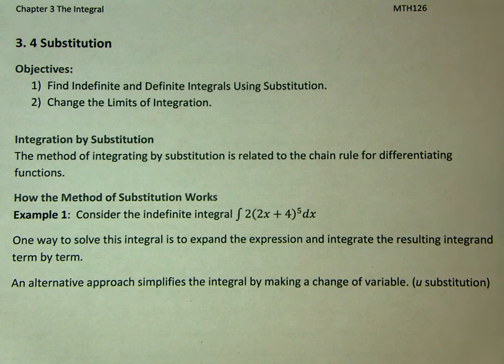Section 3.4, Substitution. Our objectives are: 1. Find indefinite and definite integrals using substitution, and 2. Change the limits of integration.